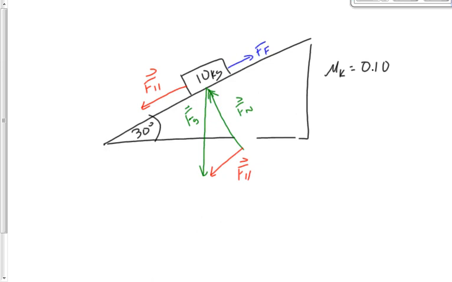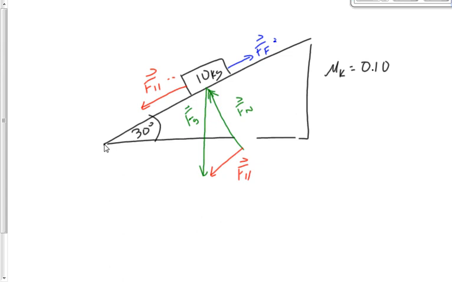And we know that because, look, F parallel is the only force pulling it down the hill. You let a block go on a hill, which way does it go? Down the hill. Friction opposes that. It has to act up the hill. So if we can get the value of FF and we can get the value of F parallel, we're set. Let's see what we can do.